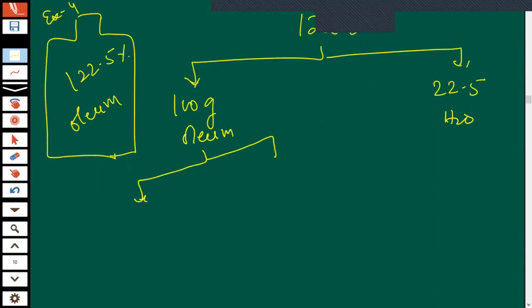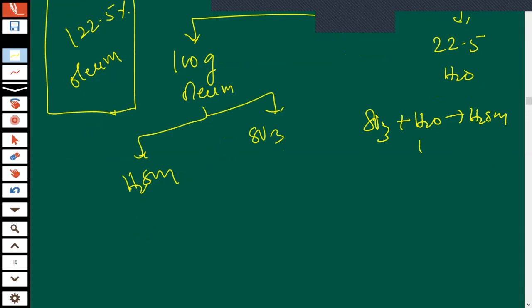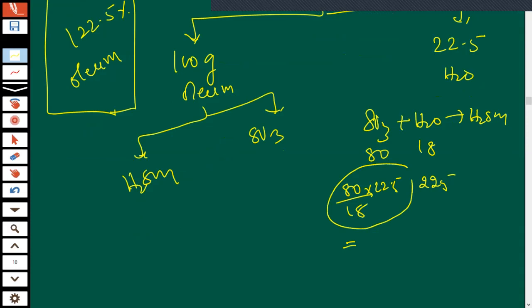Oleum has two parts, H2SO4 and SO3. We will write the reaction and we will get H2SO4. 18 gram reacts with 80. So 22.5 will react with 80 by 18 into 22.5. Okay? Tell me how much it is. Sir, 100. It is coming 100, sir.